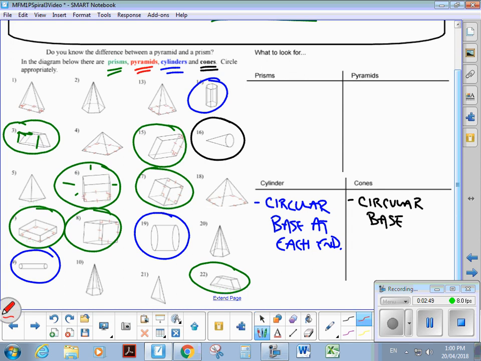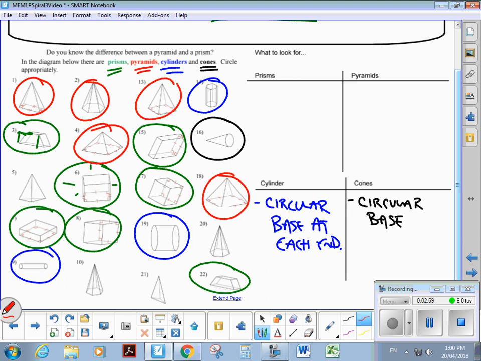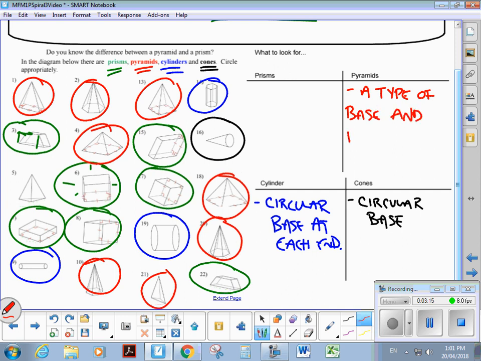So pyramids. What do pyramids have in common? If we look at all of the pyramids here, what do they have in common? They have some kind of base, and they all meet at a point. So a pyramid has a type of base and meets at a point. They have a point where all the sides come to.